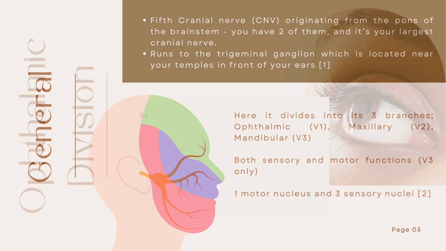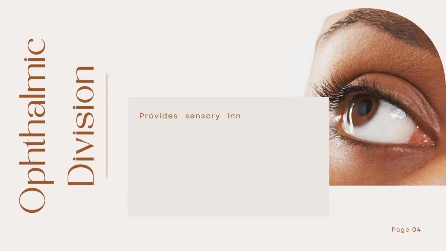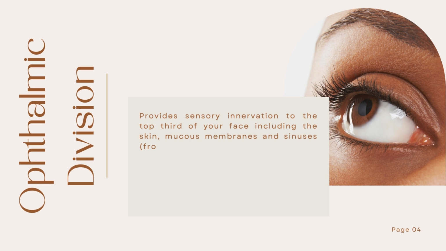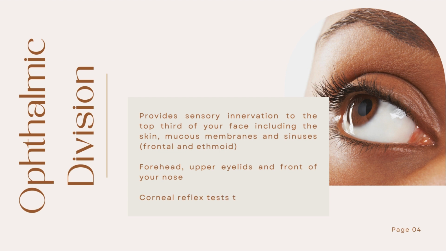So the ophthalmic branch is our first division, and this provides sensory innervation to the top third of your face, so specifically the skin, mucous membranes and the sinuses that are located here. So for the ophthalmic division, this will be the frontal and ethmoid sinuses. This includes your forehead, upper eyelids, and also the front bit of your nose. The clinical relevance here is that the corneal reflex, which is where you lightly touch the cornea with a cotton bud, and it causes the patient to blink as a reflex, is testing this specific division.